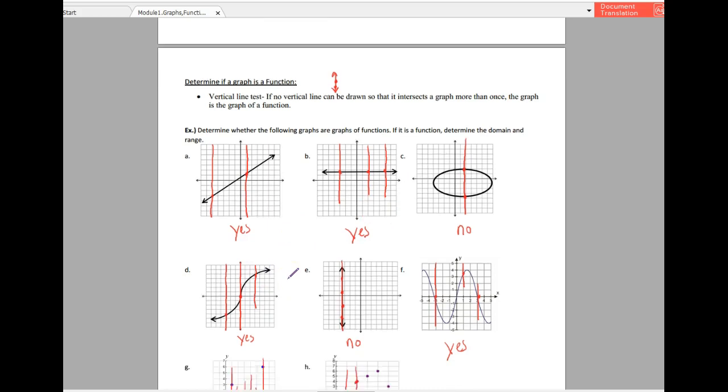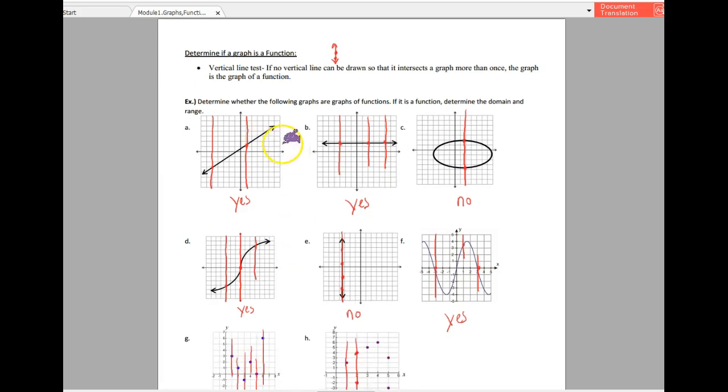So the domain of a graph, the domain is the inputs or the x values. So looking at this coordinate plane, the x values are how far left and right a graph goes. The range is the y values, the outputs, and that's going to be represented by how far up and down a graph goes. So if I want to know the domain of this linear equation, I want to know how far left and right it's going to go.